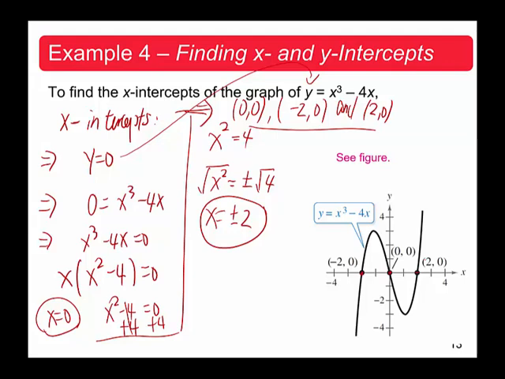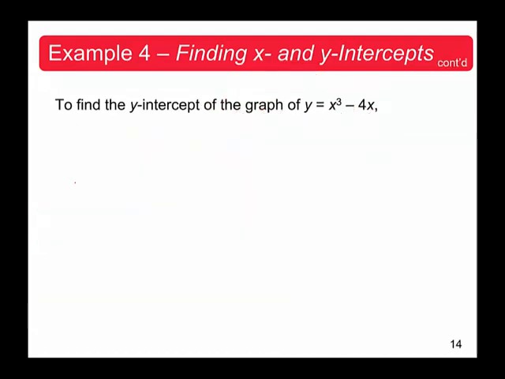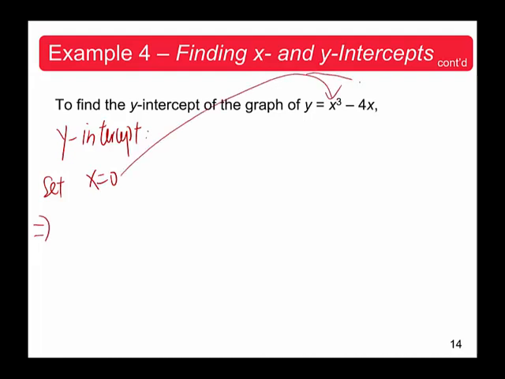And that's how you find the x-intercept for any given equation. The key thing is setting y equal to 0 and solving for x. Now, let's take a look at how we find the y-intercept. Again, in order to find the y-intercept, we're setting x equal to 0 and solve for y.